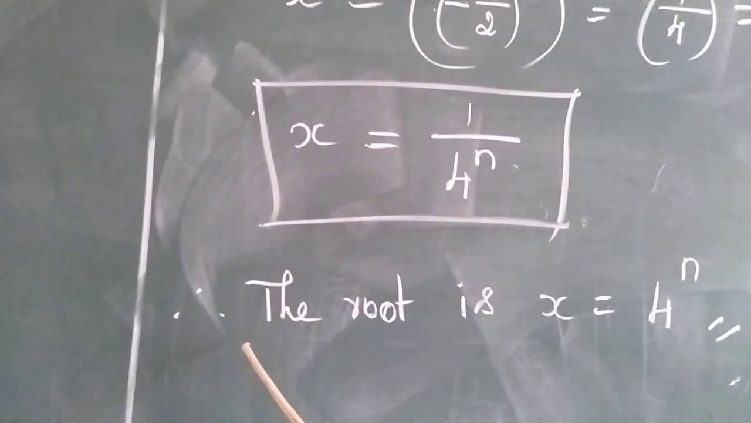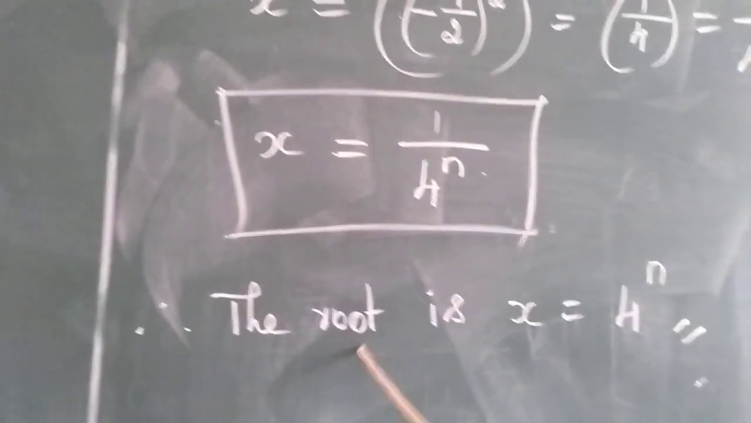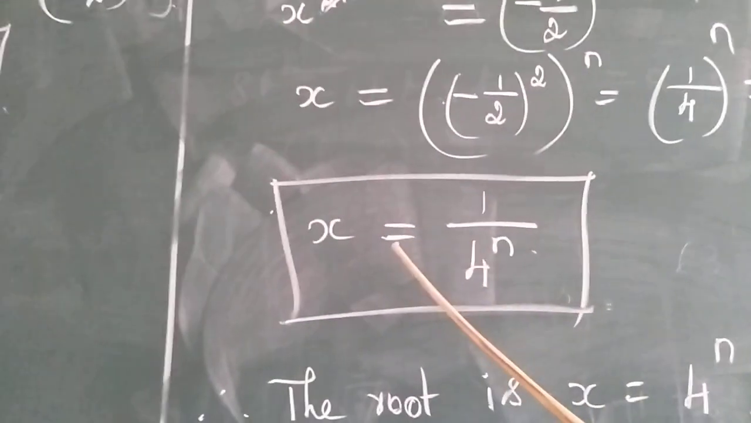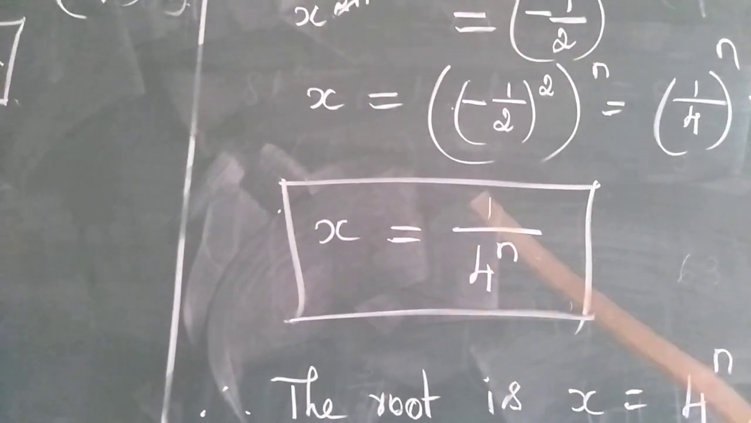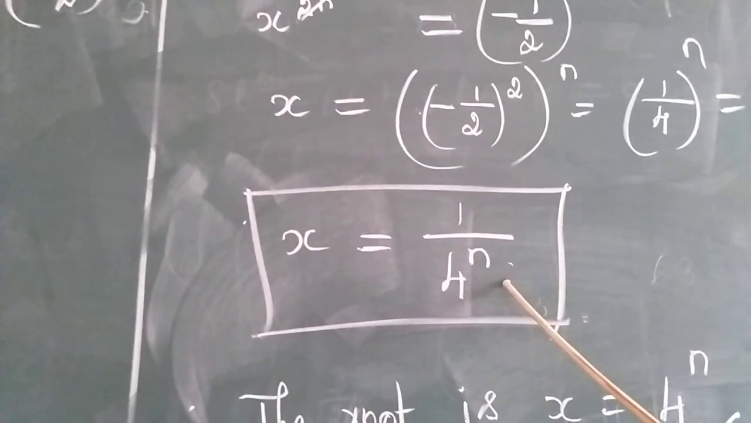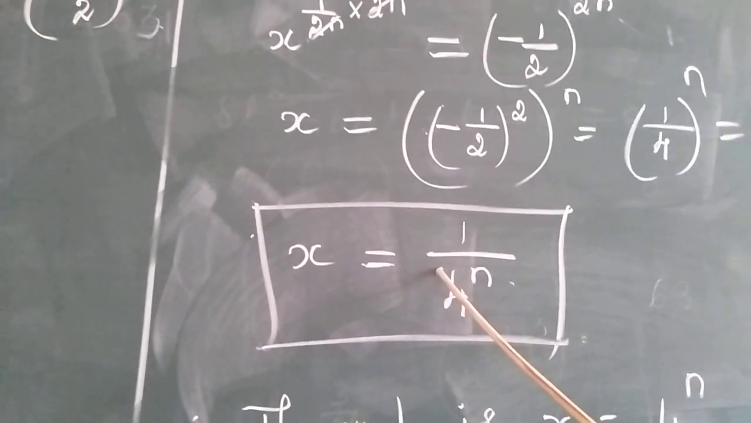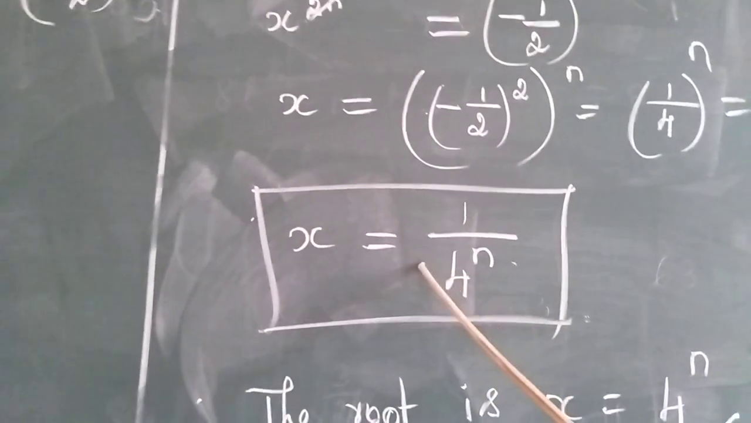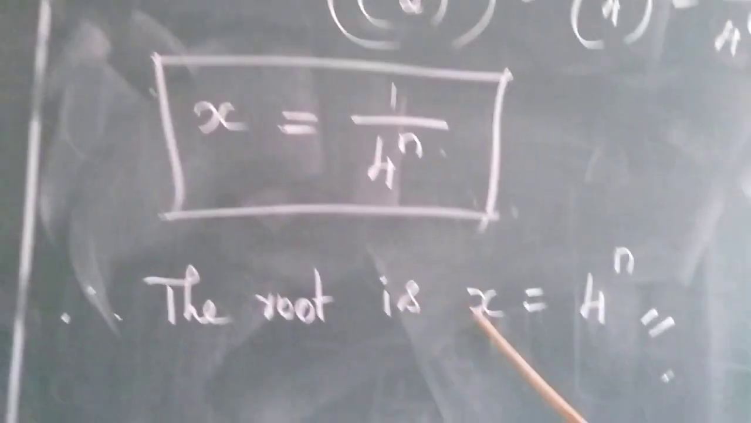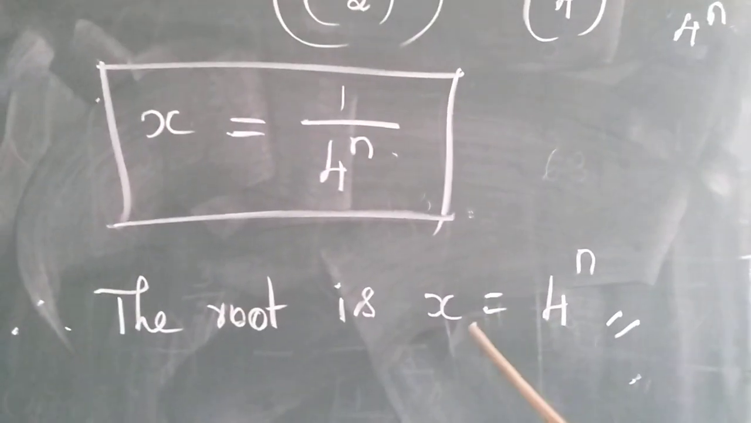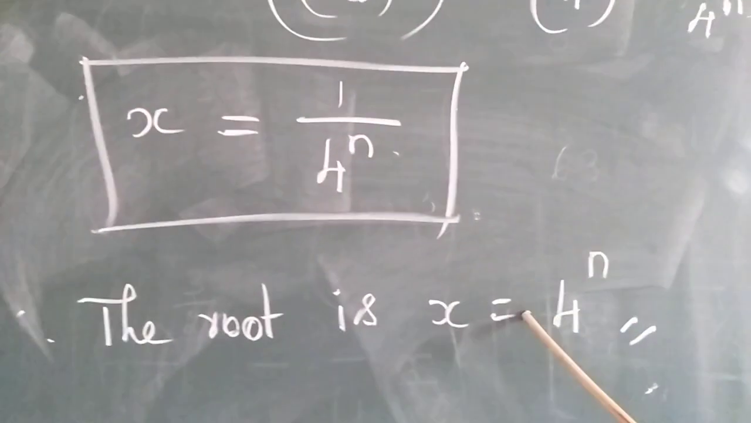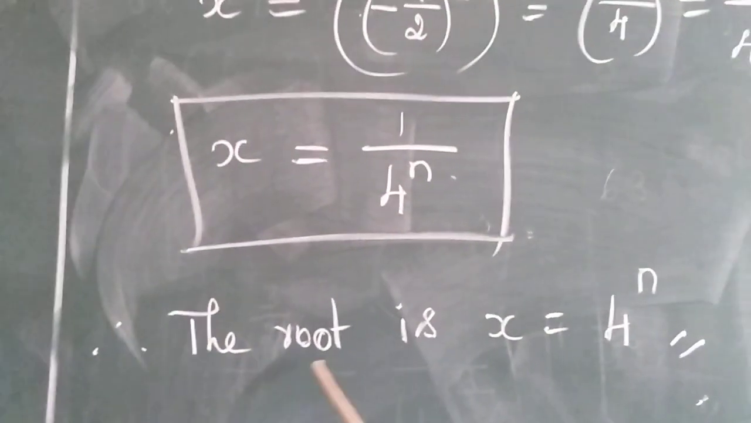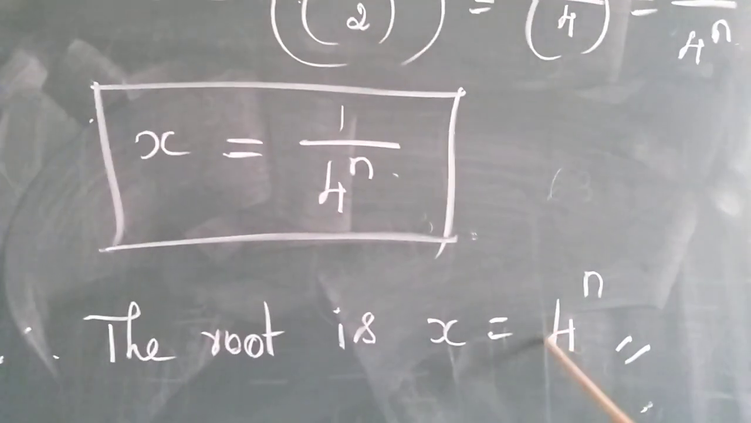But the final result is that the root of x is nothing but 4 power n alone, because when you substitute the value x equal to 1 by 4 power n in the equation, we are not getting the right side value 63, but we are getting minus 63. That means this root is not fitting that equation. Only when you substitute x equal to 4 power n, we are getting 63. That means this is the correct root. Therefore we found the root of this equation, x equal to 4 power n.